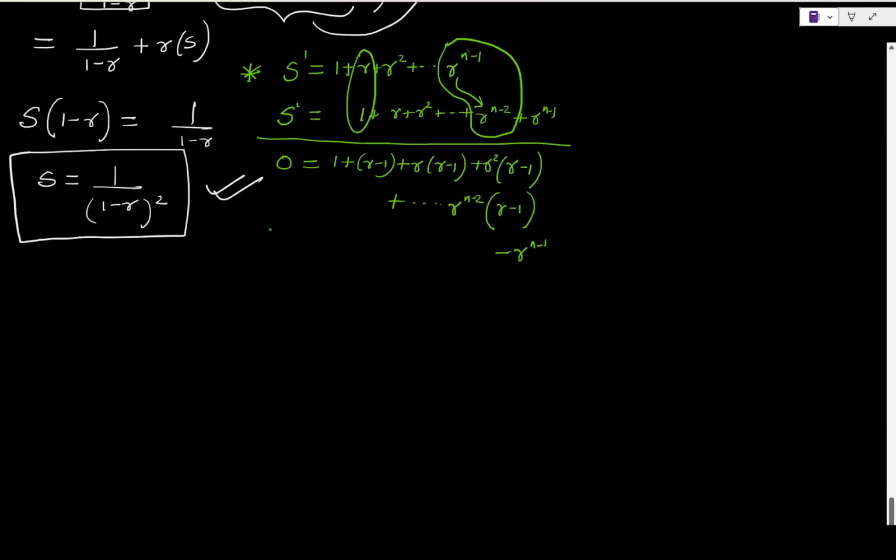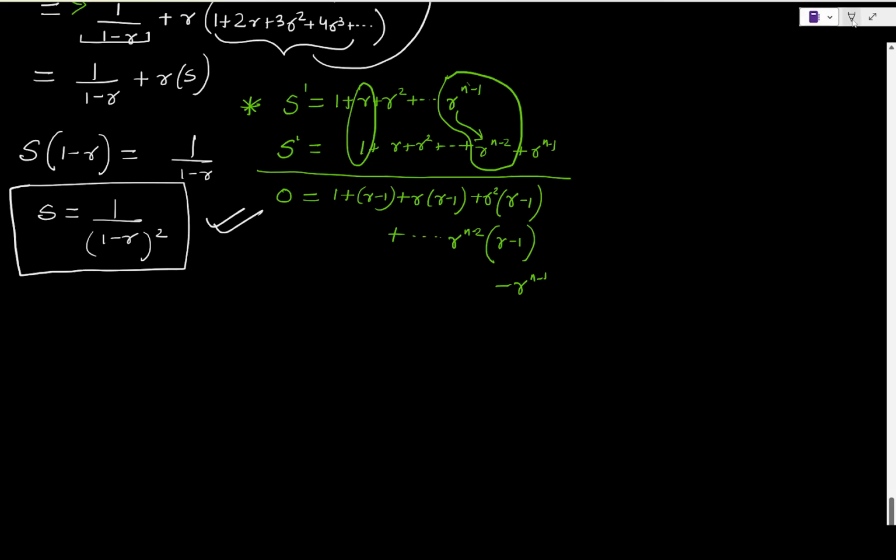right? I just explained what happened here a little bit more. So what I did was, S dash is what I'm trying to compute, which is 1 plus r plus r square up to r to the power n minus 1. Let's say I'm computing for n terms.